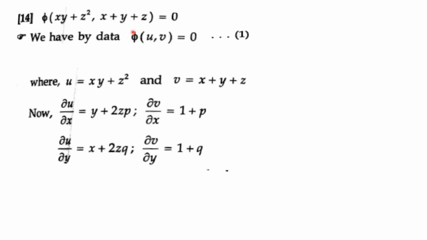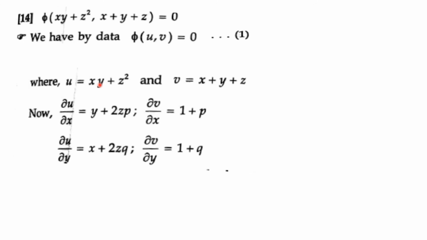All right. Compare equation 1 with the given function. So when you compare, in the place of u, you have xy plus z square. In the place of v, you have x plus y plus z. Now we have to differentiate u partially with respect to x and y, and then we have to differentiate v partially with respect to x and y. So let's differentiate this with respect to x now.